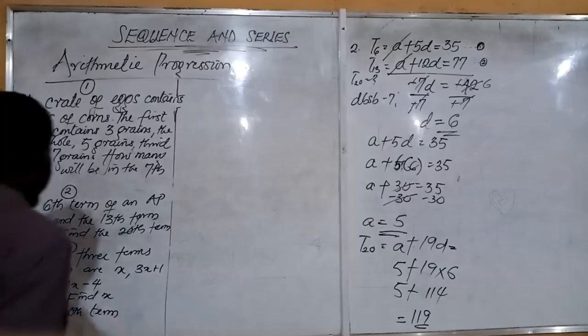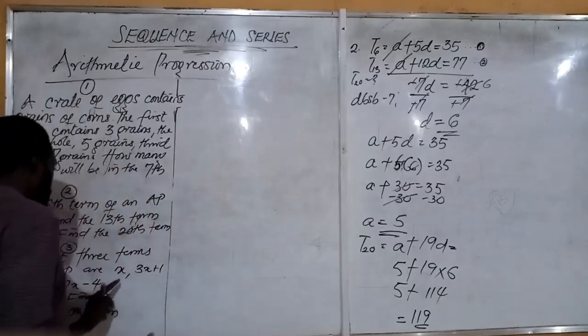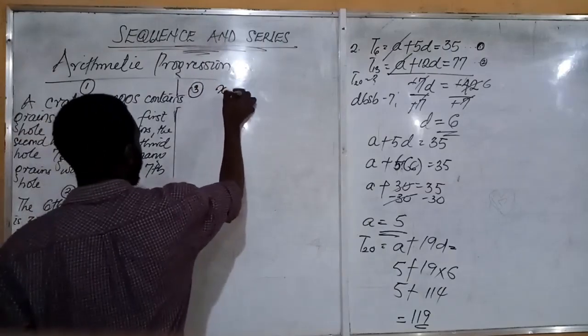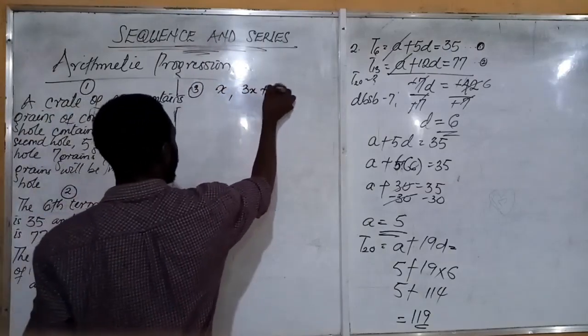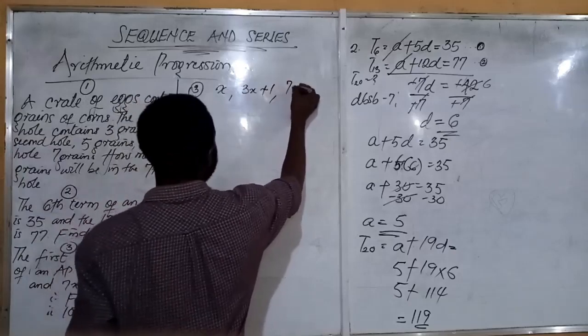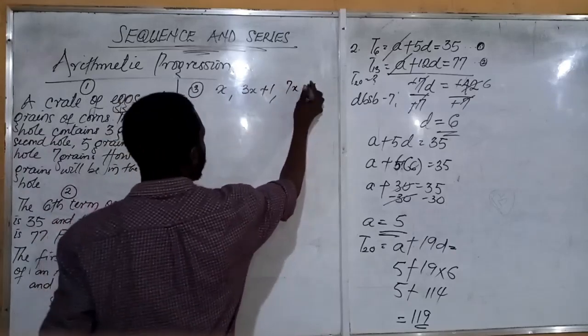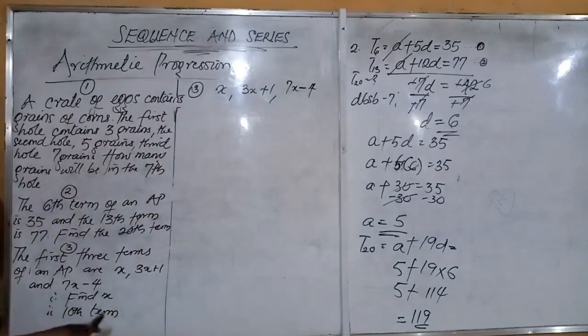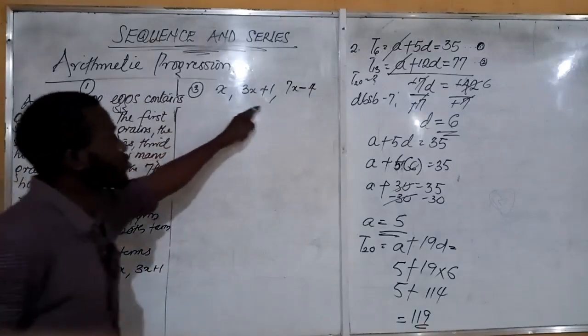It becomes the first 3 terms of an AP. So number 3 says the first 3 terms, we have x, 3x plus 1, and 7x minus 4. These are the first 3 terms of an AP. It says we have to find x. So this is T1, T2, and T3.